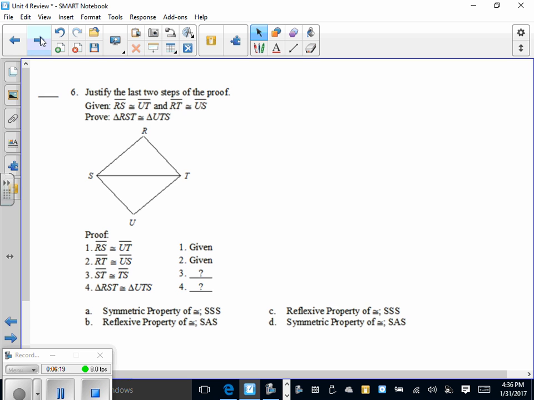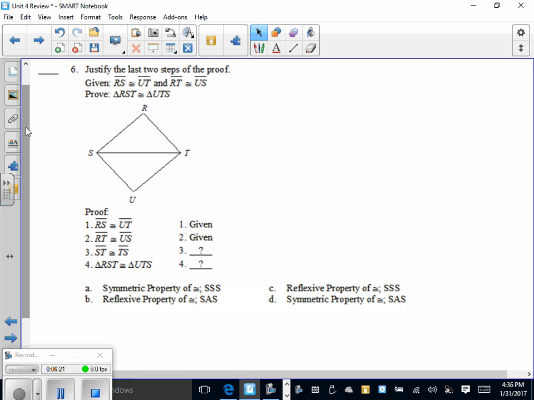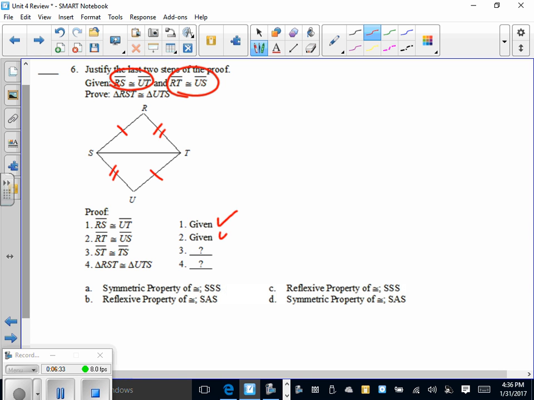Number 6, it says justify the last 2 steps of the proof. Given that RS is congruent to UT, and RT is congruent to US. They give us the given information. They want to know why line segment ST is congruent to line segment TS. Why is ST congruent to TS?